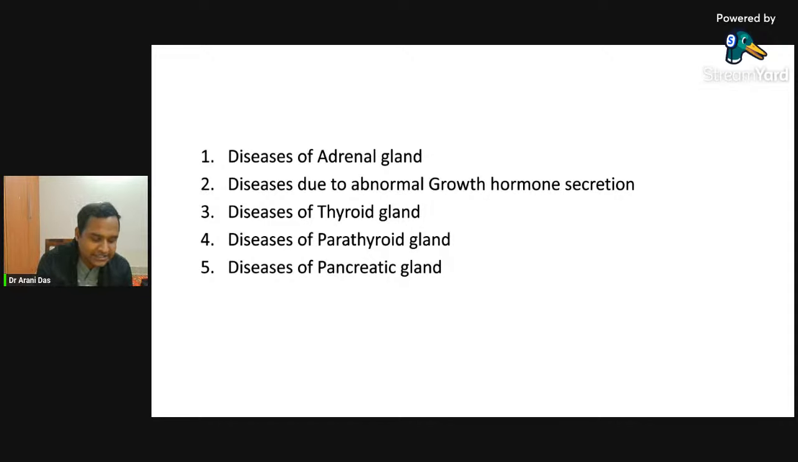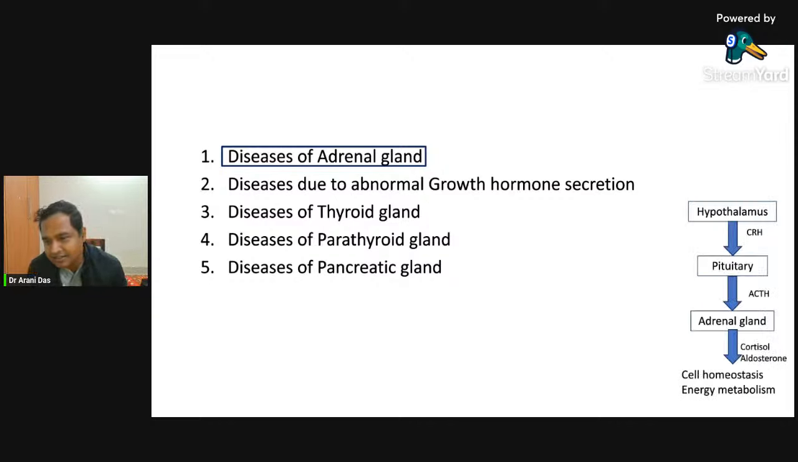Now to start with, diseases of the adrenal gland. To start with these diseases, I just want to recapitulate the hypothalamic pituitary adrenal axis so that it will be easy to understand the disease pathophysiological mechanism. The hypothalamus releases a releasing hormone, which in the hypothalamic adrenal axis is corticotropin releasing hormone. It acts on the pituitary, which in response releases adrenocorticotropic hormone, and then it moves into the blood. This adrenocorticotropic hormone acts on the adrenal gland, where it releases cortisol, aldosterone, and androgens, which have a variety of functions: cell homeostasis, energy metabolism, androgenic activities, all these things.